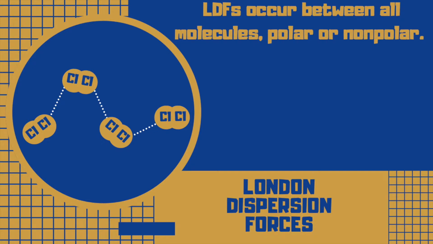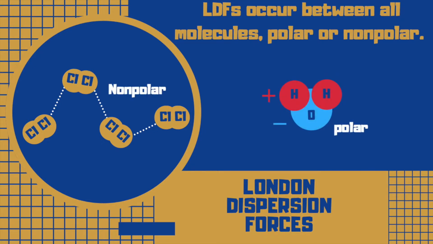LDFs occur between all molecules. Both polar and nonpolar molecules can form LDFs. Polar molecules have unevenly distributed electrons that can form other intermolecular forces beyond LDFs. One common example is H2O, or water, which forms hydrogen bonds.